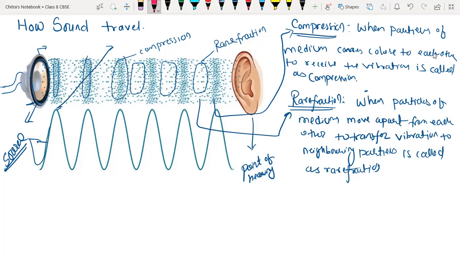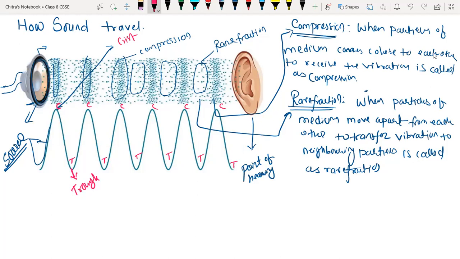I'm changing the color for that. The topmost region is called the crest, and the deepest region is called the trough. So it is the crest and it is the trough. I'm writing here: C, T, C, T. Crest, trough. Like this, waves are transmitted from one place to another. This is how sound travels from the source to the listener.